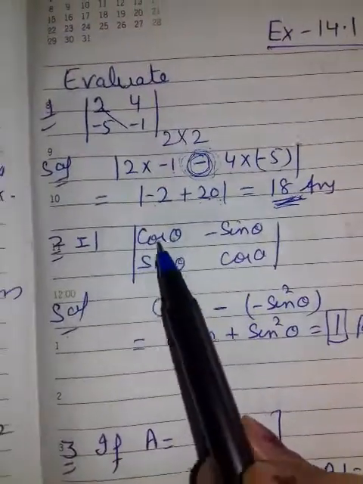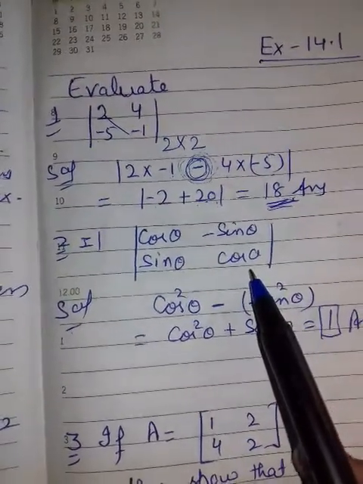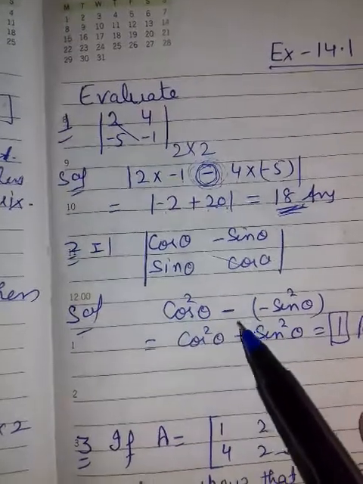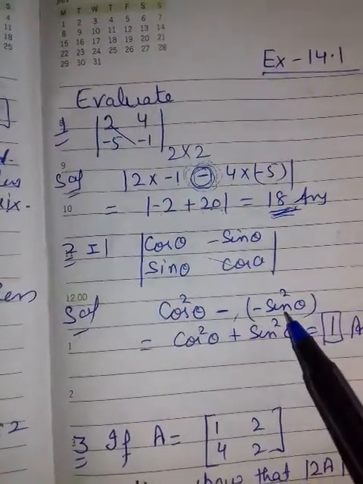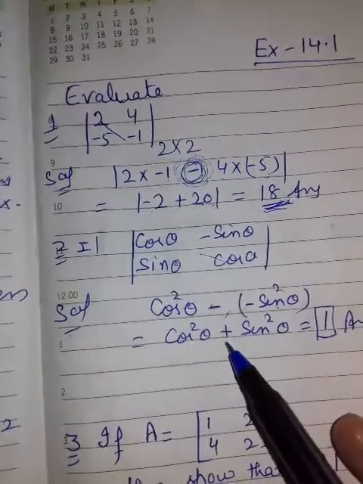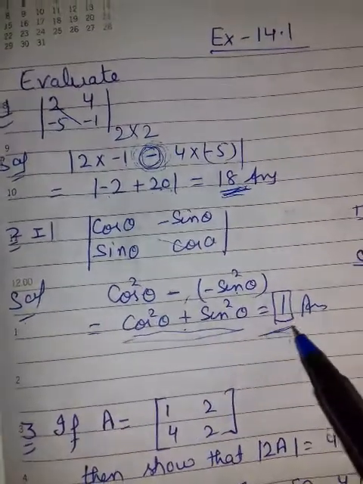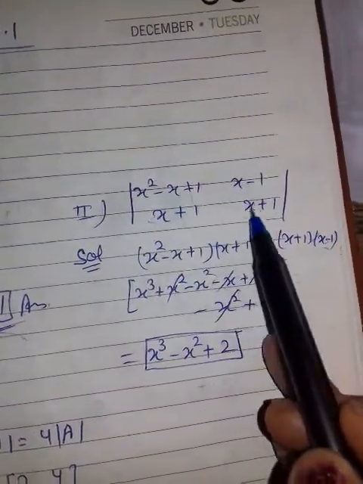Second is cos theta, minus sin theta, cos theta. Any number can come there, but you have to do the same procedure. Cos into cos, cos square, minus you will keep in the same procedure, minus sin square theta. You know minus minus becomes positive. So this is your trigonometric identity. Its answer is 1.